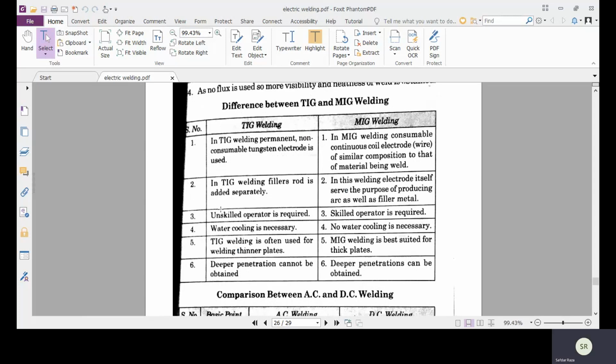Now in this table, a comparison has been made between the TIG welding and MIG welding. Try to read it yourself because you have already seen the detailed description previously.